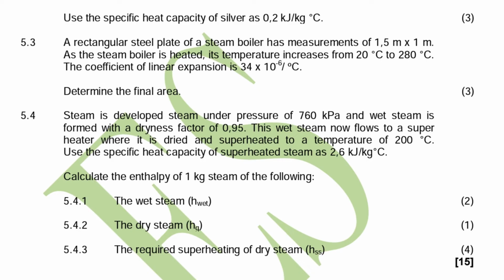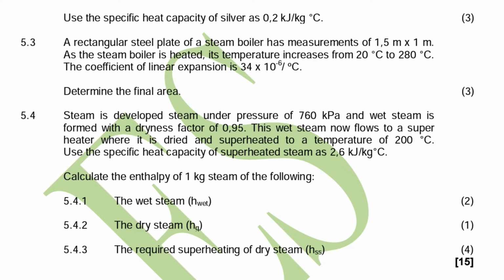Look at the saturation temperature, which is written TS, under 760 kilopascal. You will see that the saturation temperature is 168.3. So now we're having 200 degrees Celsius. It tells us that that is the temperature of the superheated steam. They say use the specific heat capacity of the superheated steam as 2.6 kilojoules per kg degrees Celsius.